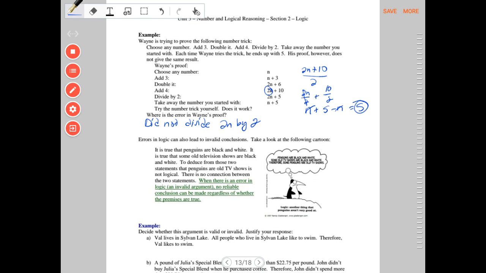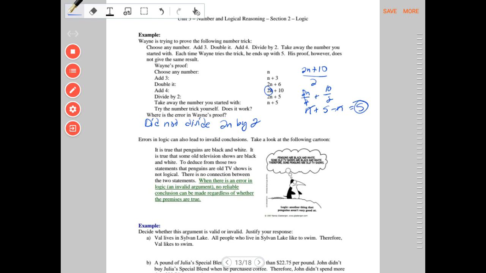Errors in logic can also lead to invalid conclusions. Take a look at the following cartoon. Penguins are black and white. Some old TV shows are black and white. Therefore, some penguins are old TV shows. Logic. Another thing that penguins aren't very good at.